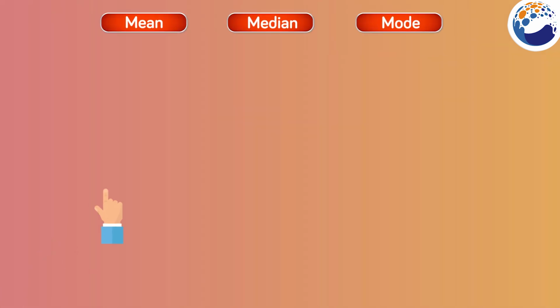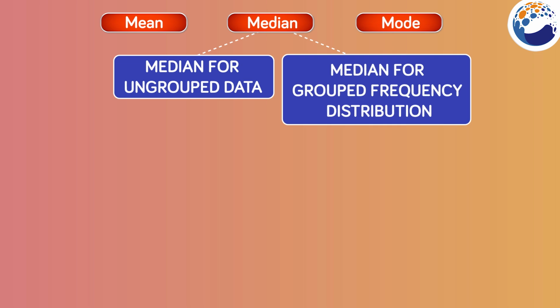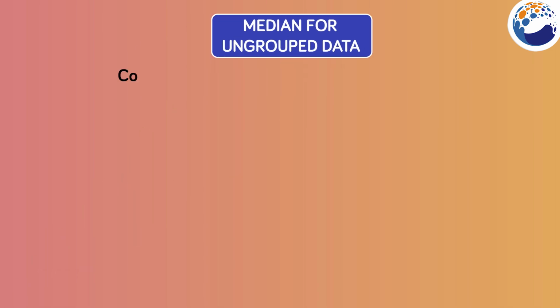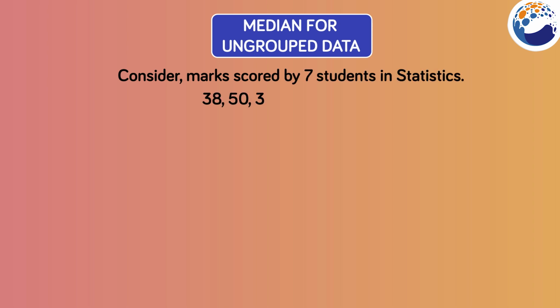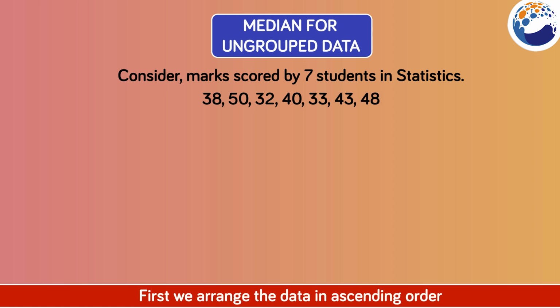Median. There are two types. 1. Median for ungrouped data. 2. Median for grouped frequency distribution. First, we consider median for ungrouped data. Consider marks scored by 7 students in statistics. This data is not in ascending order.